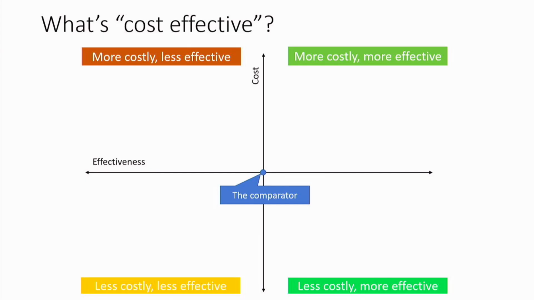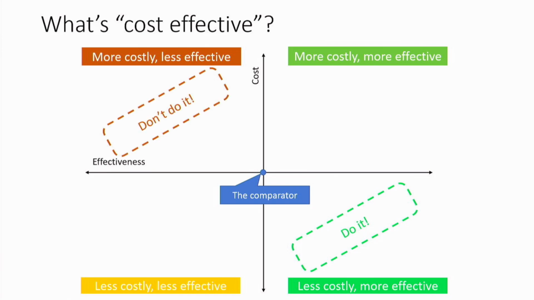If you have a comparator, so an intervention in the middle here, you could talk about the cost and effectiveness of something else in relation to this comparator. And that gives you 4 different options. Either you have something that's less costly, more effective, gives you more life years, saves more people from infectious disease, whatever it is, and it costs less, and there's absolutely, this is what we call a no-brainer, there's no debate about it, absolutely go straight ahead, do it. If you have something that costs more but is less effective, again, absolutely straightforward, don't do it.